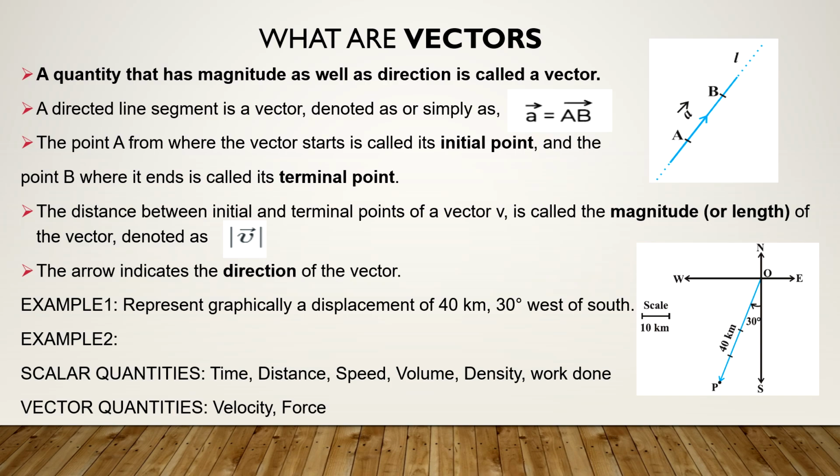Suppose we classify the quantities like time, distance, speed, volume, density, work done, etc. They do not have direction, so they are scalar quantities. But the quantities like velocity or force, they have direction. So they are called vector quantities.